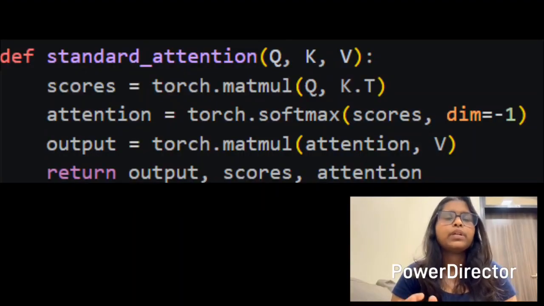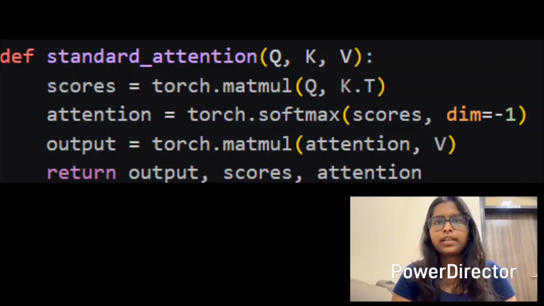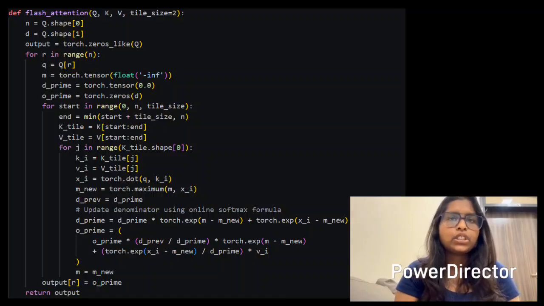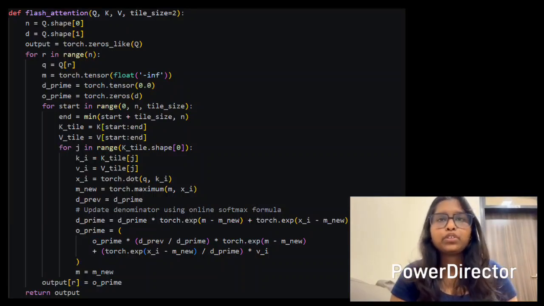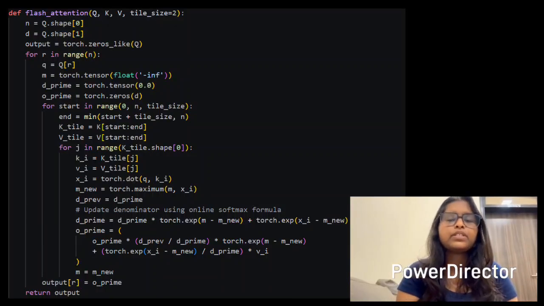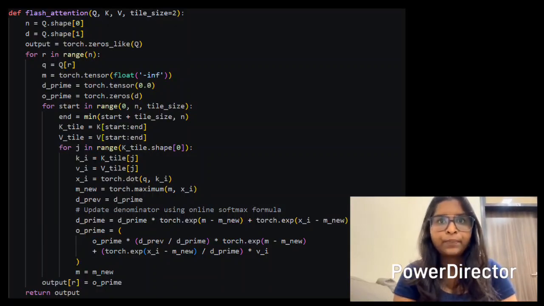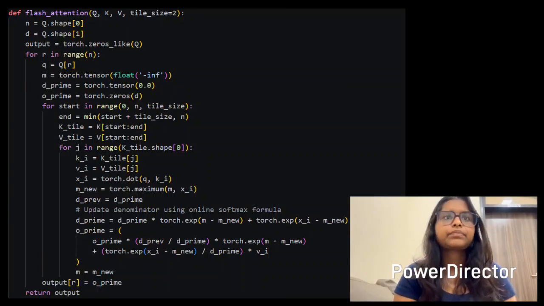Now let's look at the implementation. In the standard approach, we compute matrix multiplication between query and key, apply softmax, and multiply with value. This creates a large matrix in memory which is inefficient. In tiled attention, we divide the input into smaller chunks, process each chunk separately, and store only partial results. For example, instead of processing 1024 elements at once, we process 64 elements at a time. This ensures that data fits into faster memory, usage is reduced, and performance improves. So we replace one large computation with multiple smaller efficient computations.